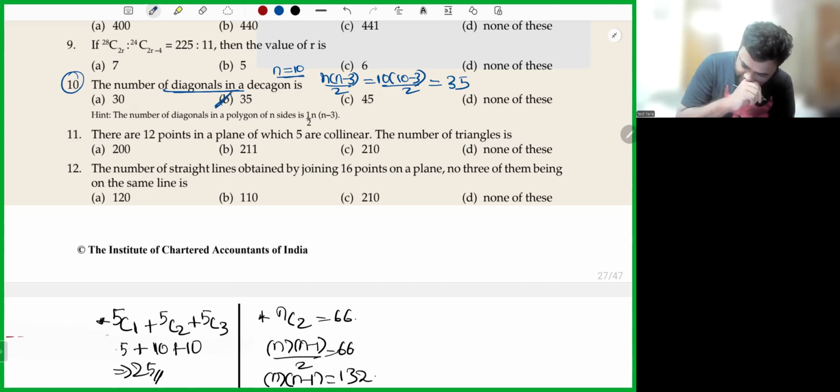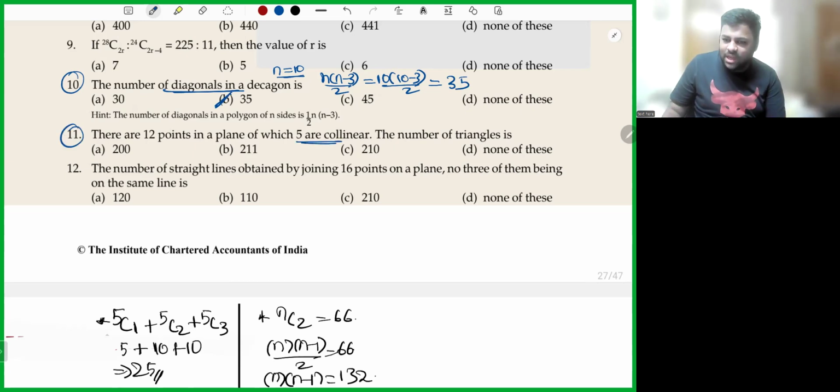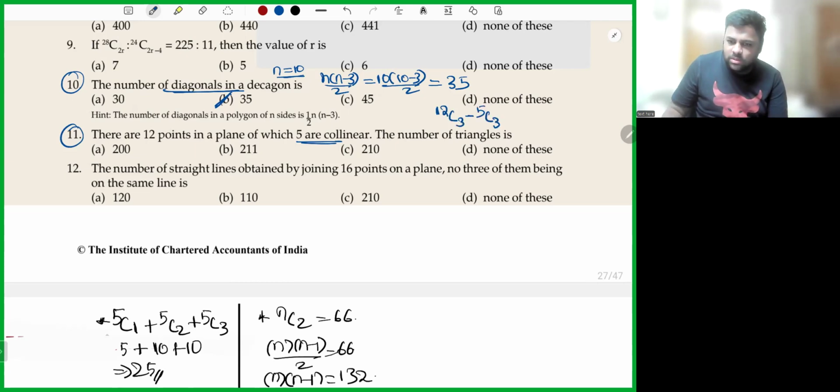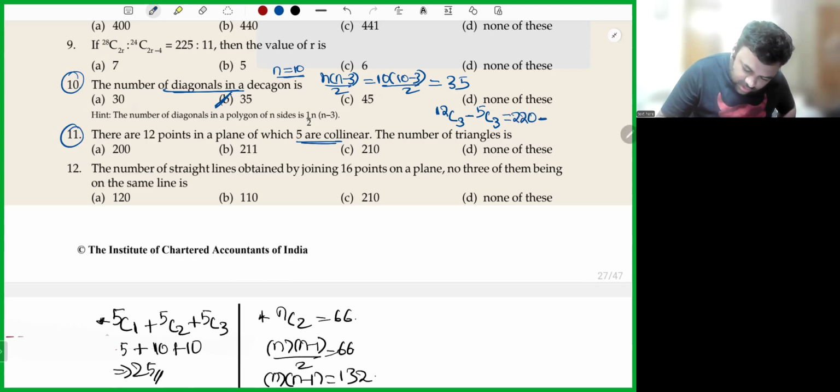Next, there are 12 points in a plane, out of which 5 are collinear. When they are on the same line, can you form a triangle? No. From 12 points, I require 3 points to form a triangle. But since 5 points are collinear, I'll remove those collinear points because it's not possible to form a triangle when they are collinear. So 12C3, 12 into 11 into 10 whole divided by 6, it is 220. 5C3, I hope it is 10. So 220 minus 10, 210.